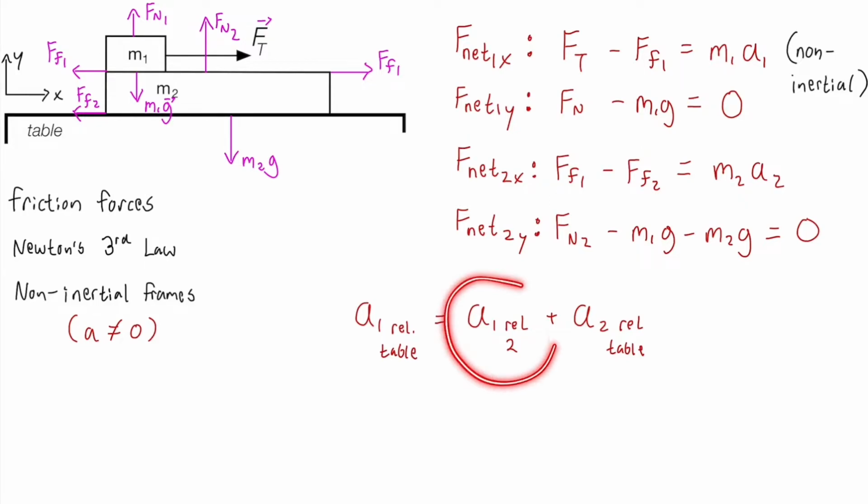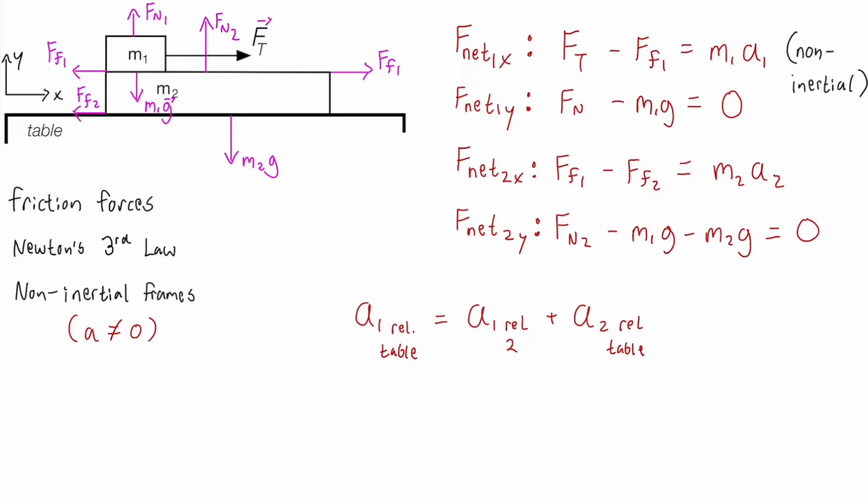This acceleration, the acceleration of one relative to two, is not an actual acceleration, because it's measured in a non-inertial reference frame. So it's going to be accounted for by fictitious forces, because that acceleration isn't actually happening. For example, it could be at rest, if block two was moving backwards at the same rate that block one was moving forwards, the same acceleration rate, because there's no constant velocity here.